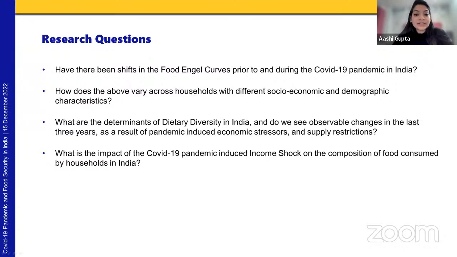Third, what are the determinants of dietary diversity in India? And do we see observable changes in the last 3 years as a result of the pandemic-induced economic stressors and supply restrictions? This again is an important indicator of what the households are consuming. Studying dietary diversity becomes important as we understand the role of a balanced diet in maintaining good health. And lastly, what is the impact of the COVID-19 pandemic induced income shock to the households on the composition of food consumed by households?